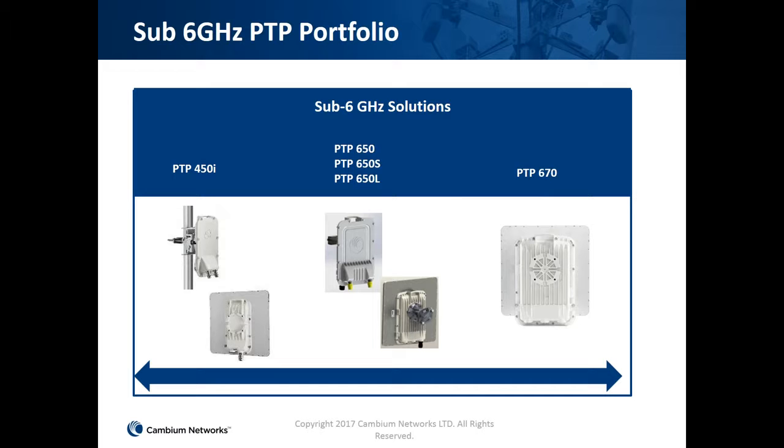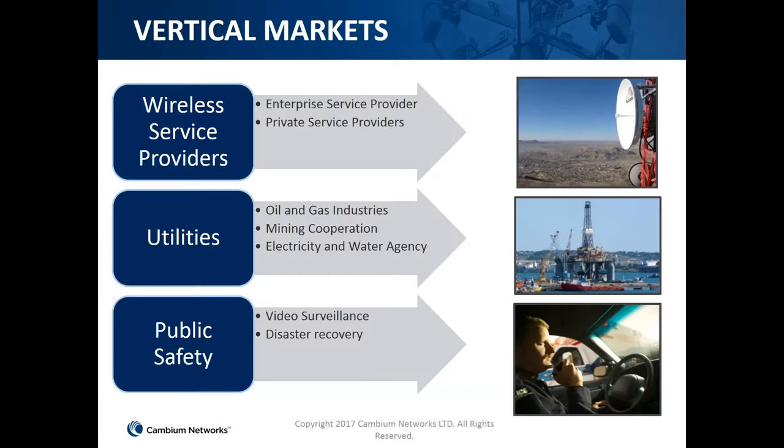The difference between the PTP 450i and the PTP 650, there are actually a lot of differences, but a couple of high-level differences are that the throughput rate is much higher for the 650 versus the 450i, and spectral efficiency is much higher for the 650 versus the 450i. So the advantages of the 650 versus the 670, we'll get into that a little bit later, but right now let's just focus on the vertical markets.